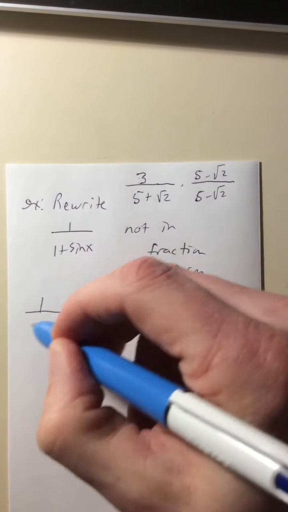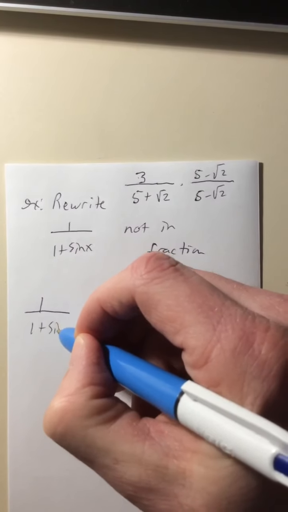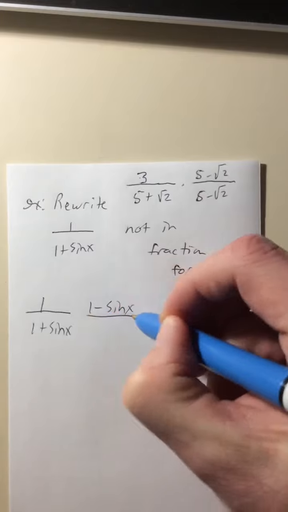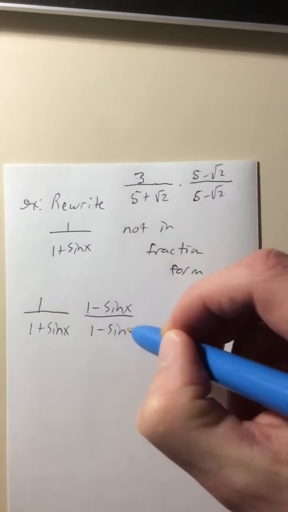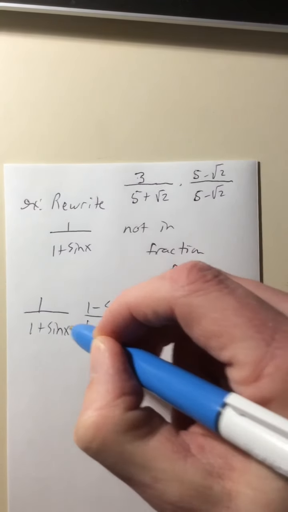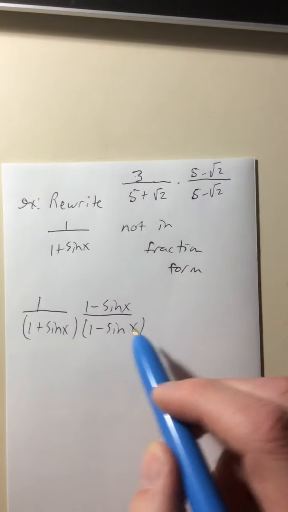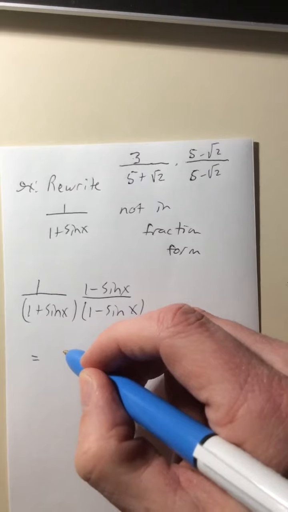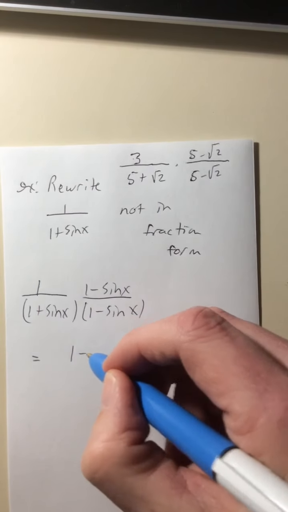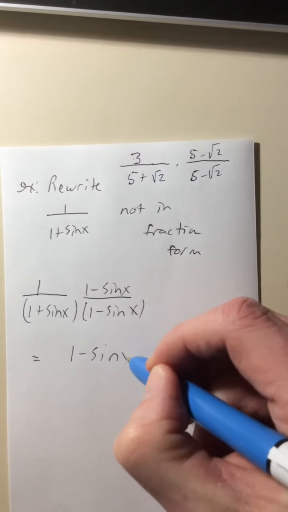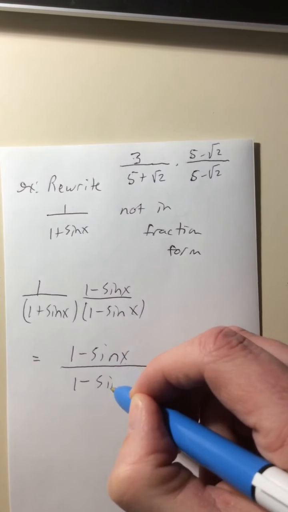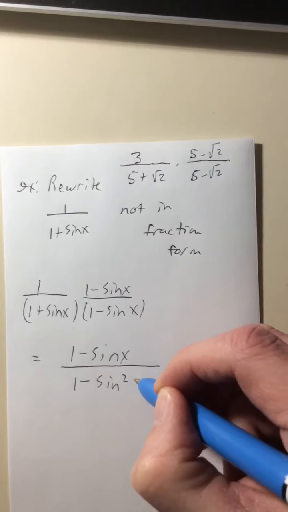So we have 1 over 1 plus sine x times 1 minus sine x over 1 minus sine x. And we multiply these, and we see that this is the difference of squares pattern. So we have 1 times that, which is 1 minus sine x, no change there. And in the denominator, we have 1 minus sine squared x.